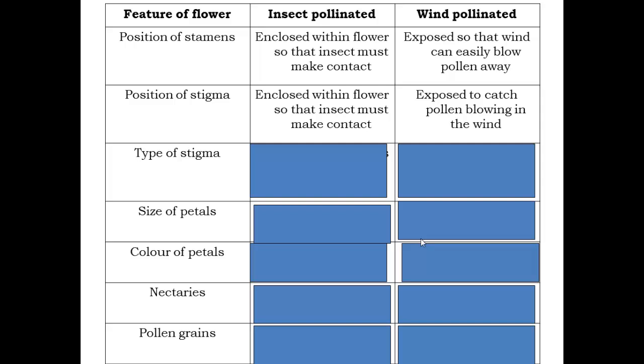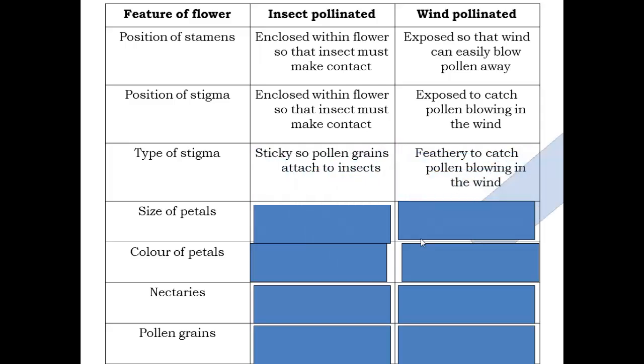The stigma is, in an insect pollinated plant, again enclosed within the flower, so the insect must make contact, but in the wind pollinated, exposed to catch the pollen blowing in the wind. The insect pollinated stigma is sticky, so that the pollen grains attached to the insect will stick to the stigma. Whereas the wind pollinated stigma is feathery to catch pollen blowing in the wind. This is a little typo here. It should say sticky, so pollen grains attached to insects stick to the stigma.